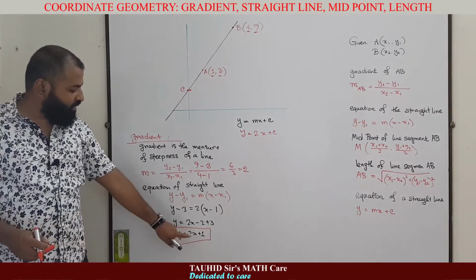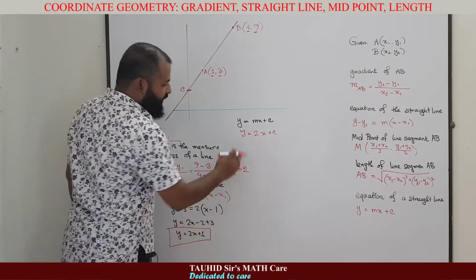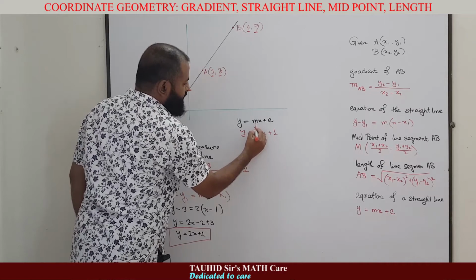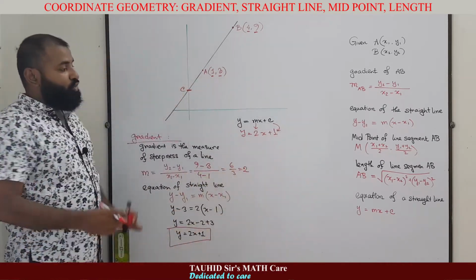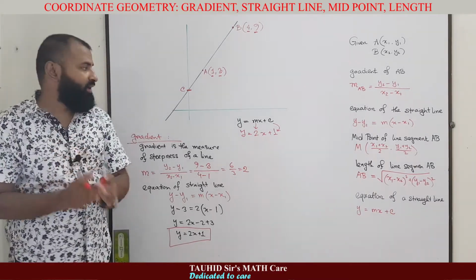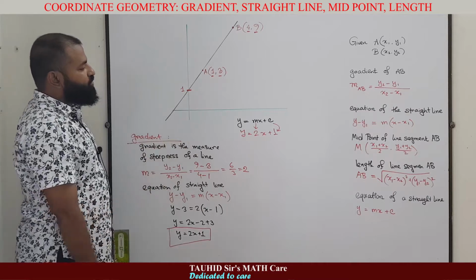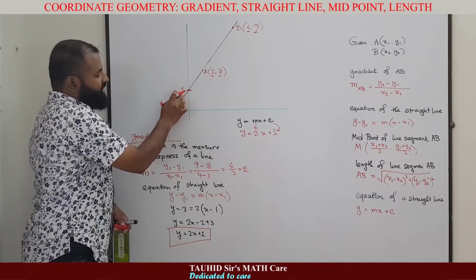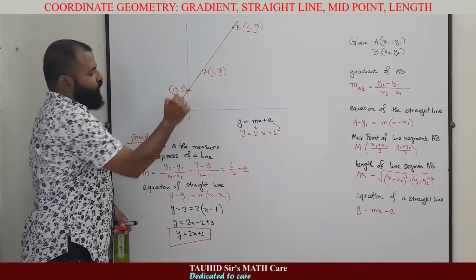Now do you know the value of c? Yes, you know the value of c. You found the straight line to be y equal to 2x plus 1. Therefore the gradient is 2 and the value of c is 1. So now you can say that the y-intercept of this straight line is 1, or you can say that this straight line intercepts the y-axis at the point 0, 1.